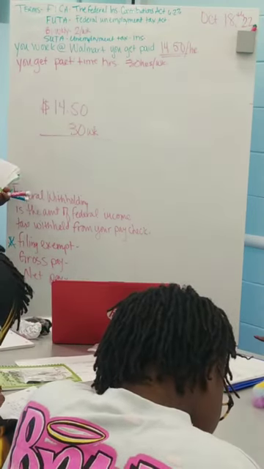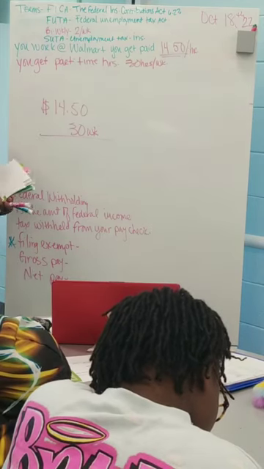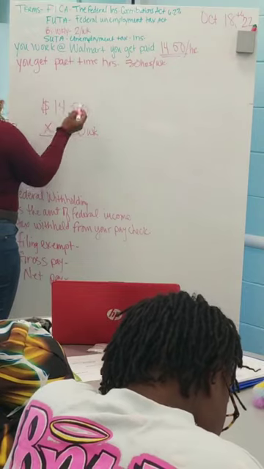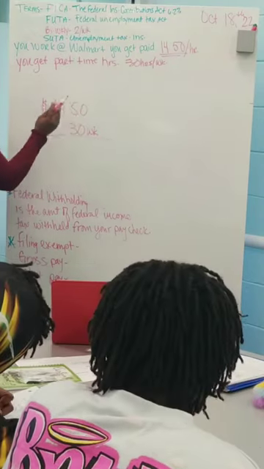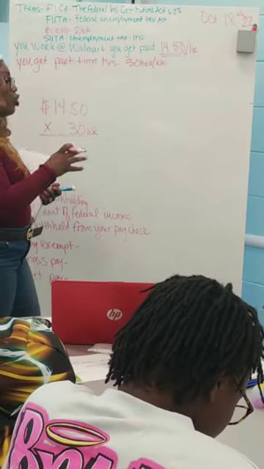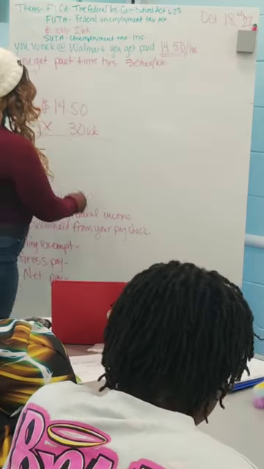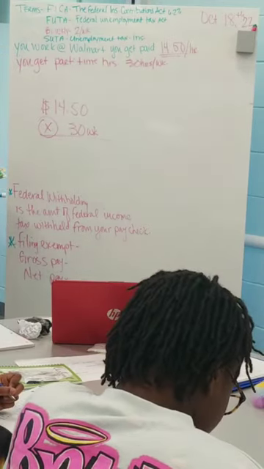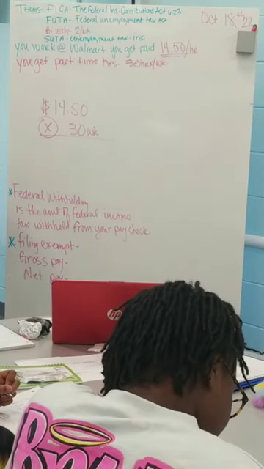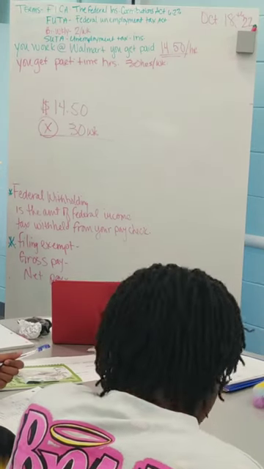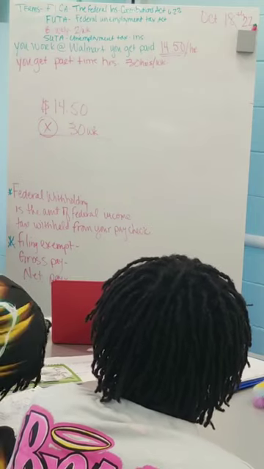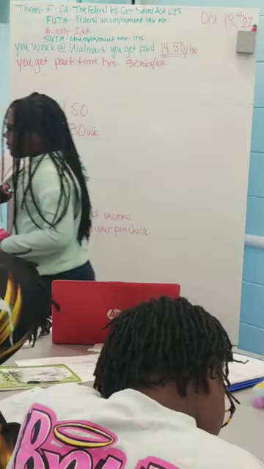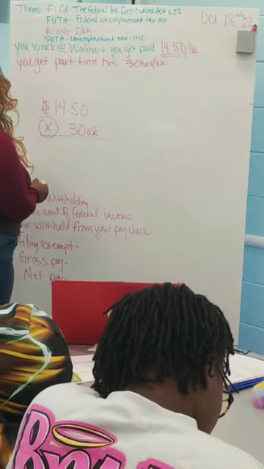Do I have to add the 15? Are you adding this or multiplying? I'm multiplying. Okay. When it comes to figuring out how much money you're making times your hours that you work, you always multiply. I should never have to ever tell you this again in life. You understand me? So 14.50 times 30. Hurry up, please. So you multiply it up and you tell me how much you make before taxes.